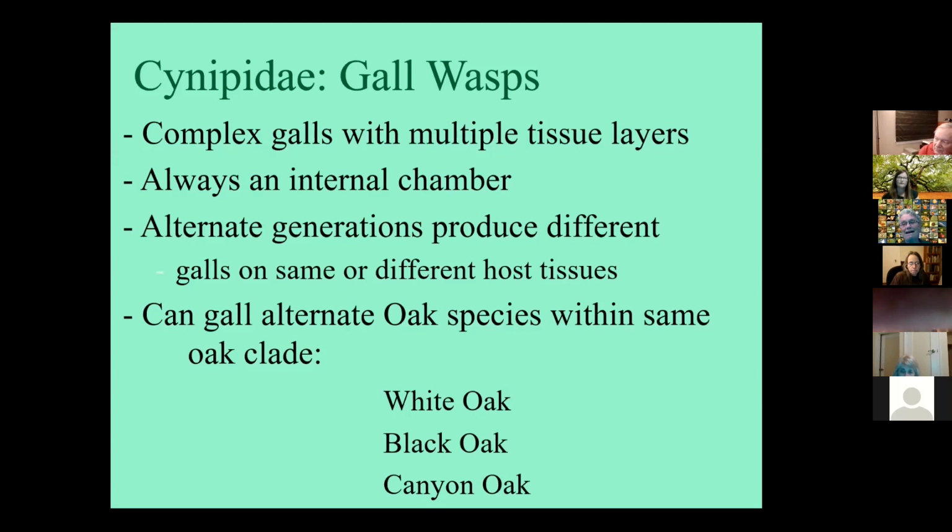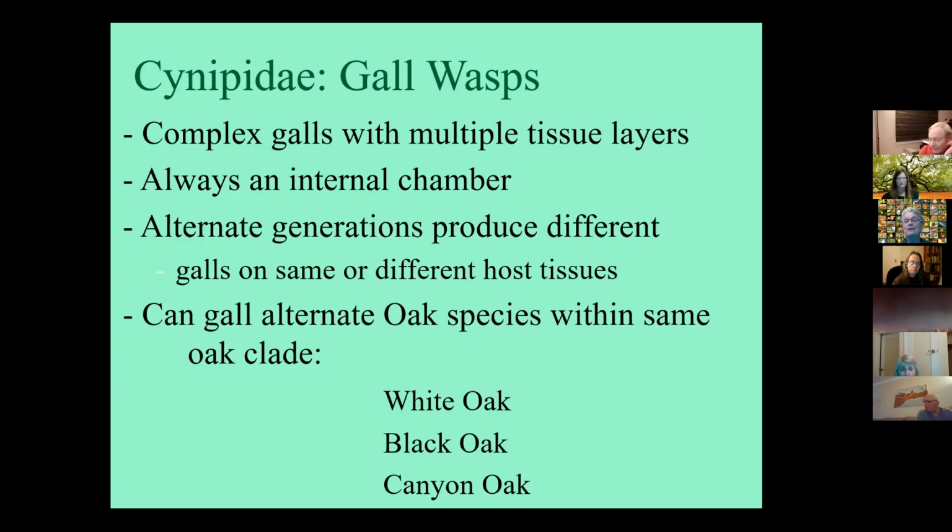We think that, in fact, well, many cecidologists think that possibly new species develop when a white oak galler develops the ability to gall on a black oak or a canyon oak. That switching species in a major way actually causes or leads to new speciation. That's one of the theories at this time. Okay, black oak is another group. We'll see.